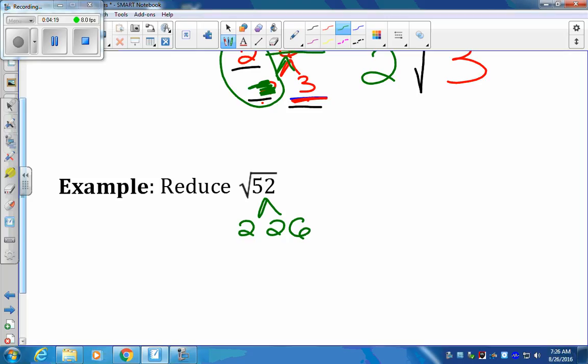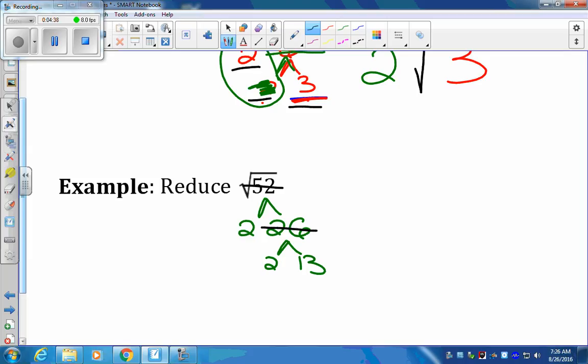My next example, when I divide it down, I'm going to get 2 and 13. 2 is prime, 2 is prime, and 13 is prime. So I'm all set with that for right now. I'm going to cross off those numbers, because the 52 was broken down, and so is the 26.